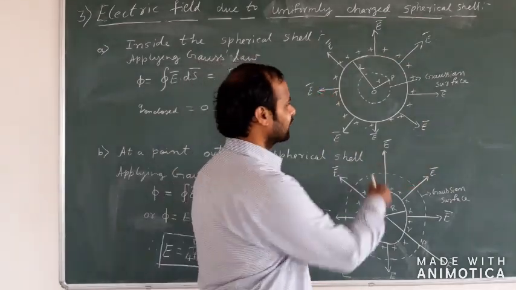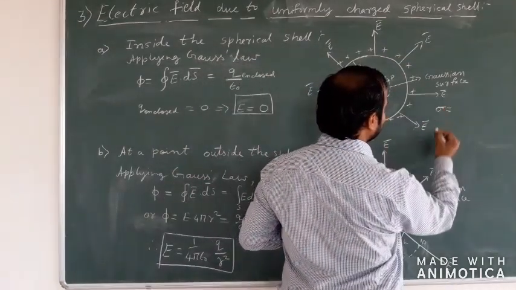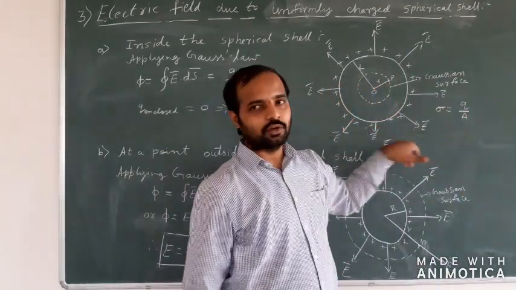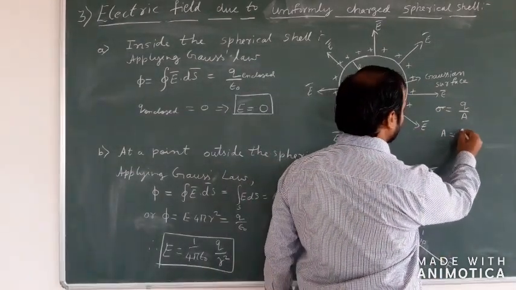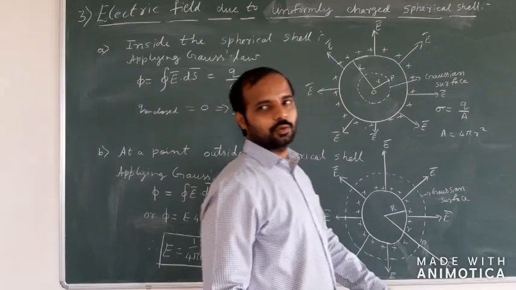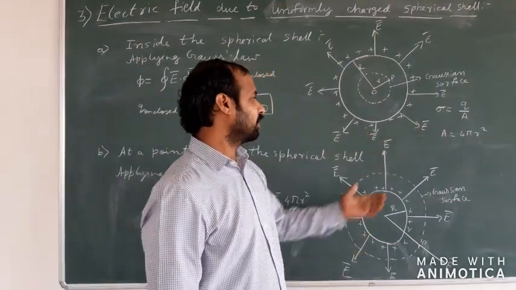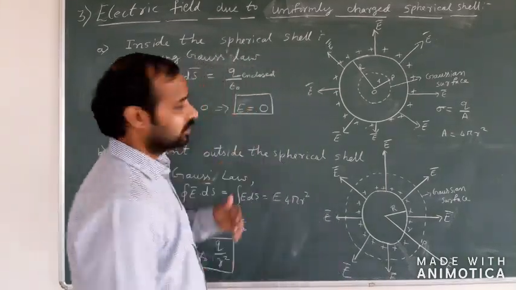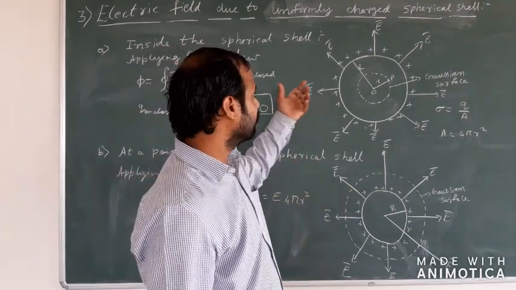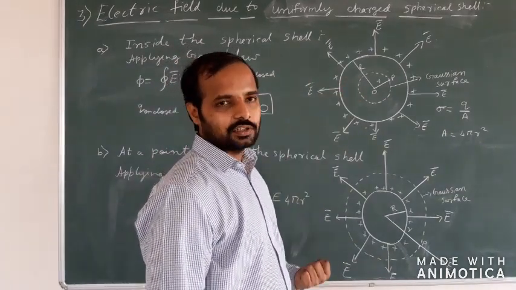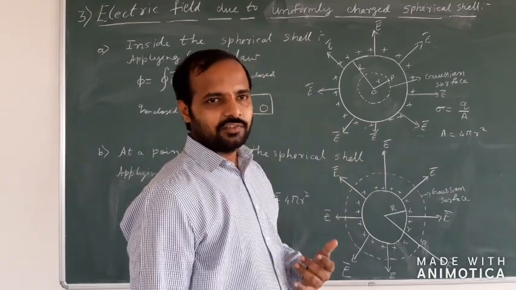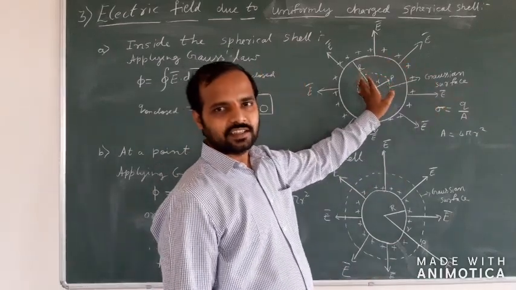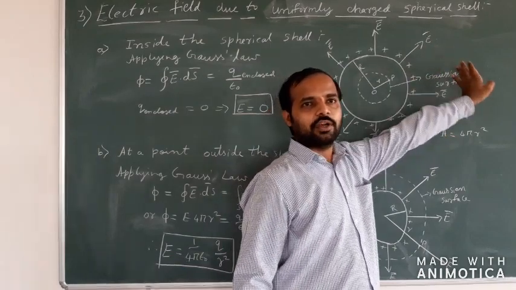Let's say the surface charge density is sigma is equal to q by A, where A is the surface area of the sphere, and here A will be equal to 4 pi r square. That is, the total surface area of the sphere will be given by A is equal to 4 pi r square. Now let us say we have to find out the electric field due to uniformly charged spherical shell. We can consider the electric field at 3 points when it comes to the spherical shell. The reason is we have 1 point inside the sphere, 1 point on the sphere, and 1 point outside the sphere.